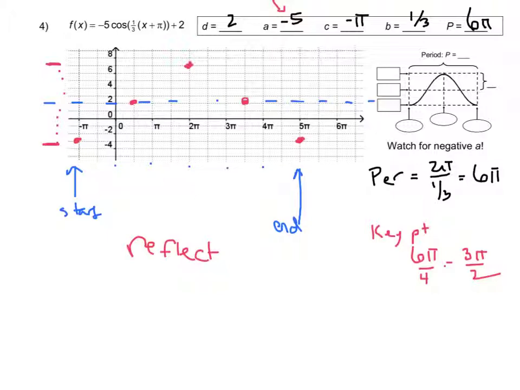Now let's just connect the points. So my graph will go like so. And there's one full cycle.